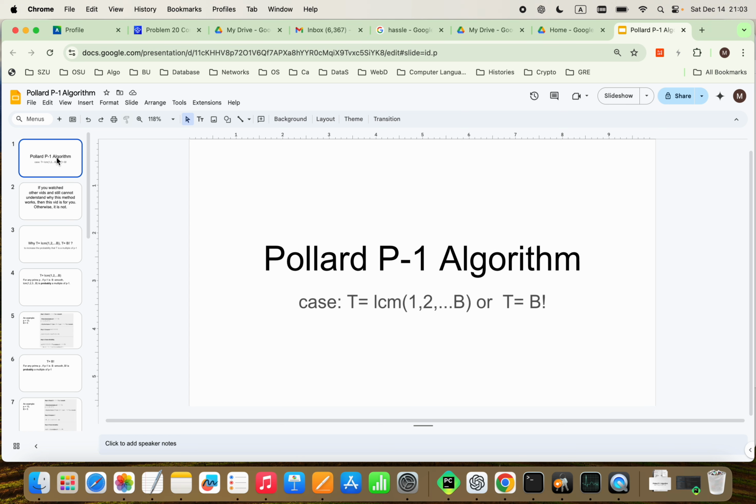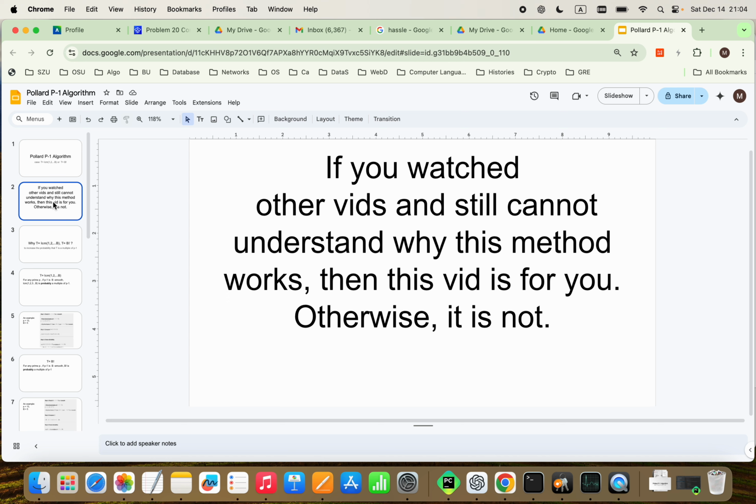So there are many different implementations of this algorithm. But today we are only going to discuss this one and this one, the most common ones discussed on the internet.